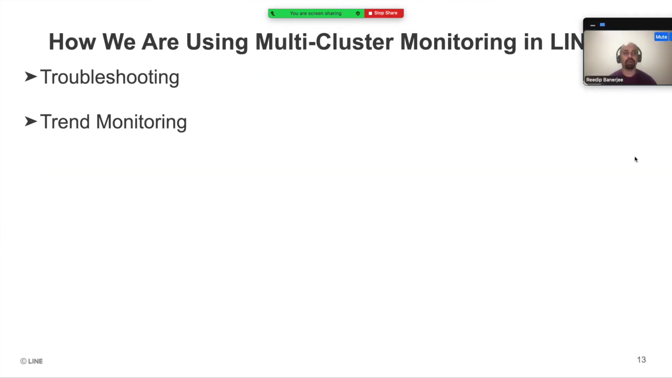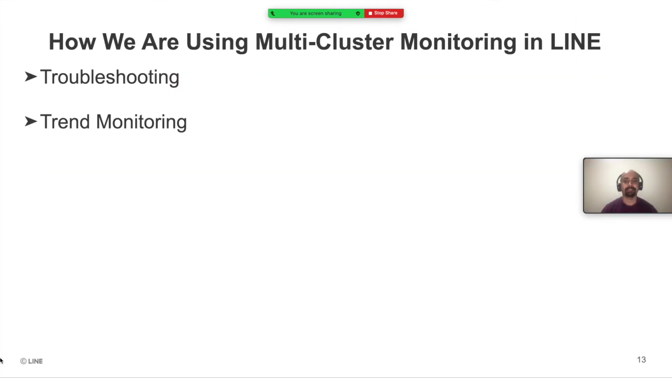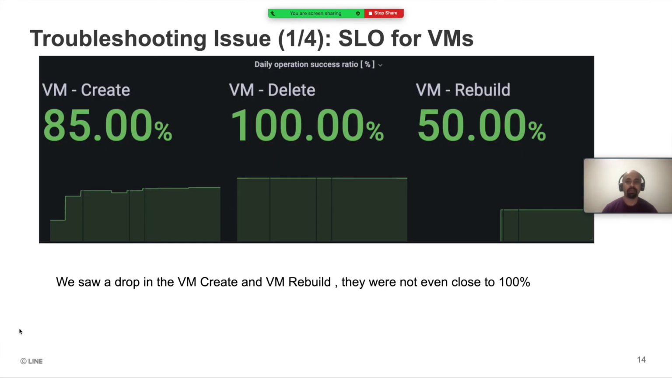Then we come to how we are utilizing the multi-cluster monitoring project. As I mentioned, we use it for two parts. One is troubleshooting and one is trend monitoring. So quickly going through the different troubleshooting issues.